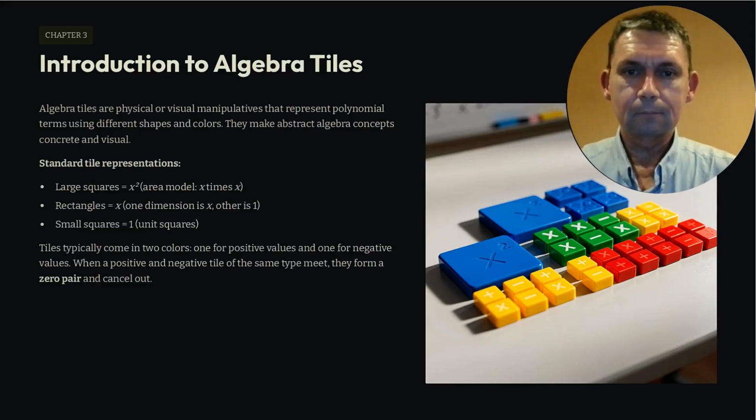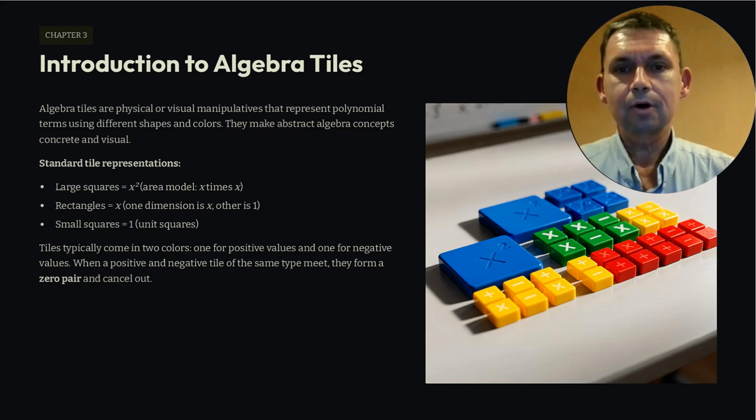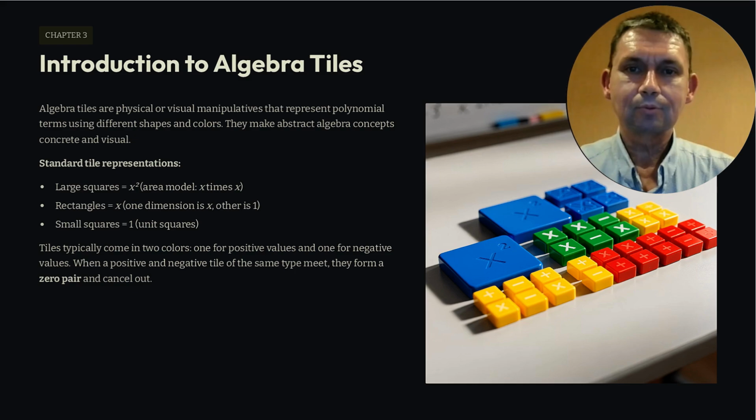Now let us introduce a powerful visual tool called algebra tiles. Algebra tiles represent polynomial terms using shapes. Large squares represent x squared, rectangles represent x, small squares represent 1. Tiles also use color to show positive and negative values. When a positive tile and a negative tile of the same type come together, they form what is called a zero pair, and they cancel each other out. This visual approach helps make abstract algebra ideas much more concrete and easier to understand.